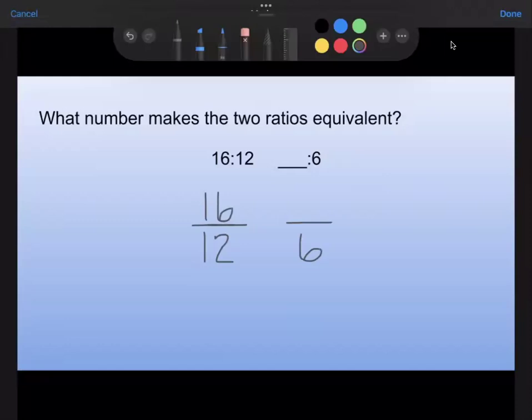Okay, now I need to figure out how I go from 12 to 6 using either multiplication or division. Well, the answer to that would be to divide it by 2. So whatever I do to the bottom, I have to do to the top to make it equivalent. So 16 divided by 2 would be 8. So the missing number here that makes them equivalent would be 8.